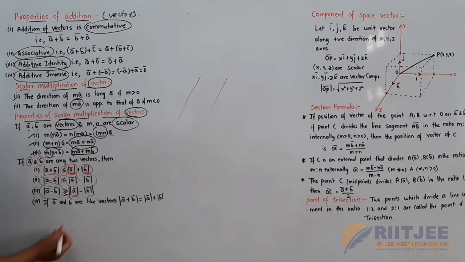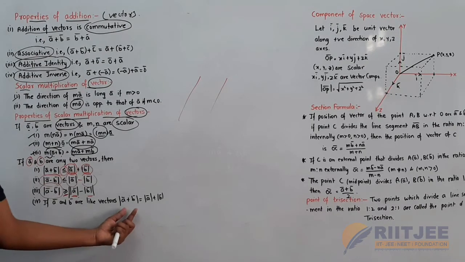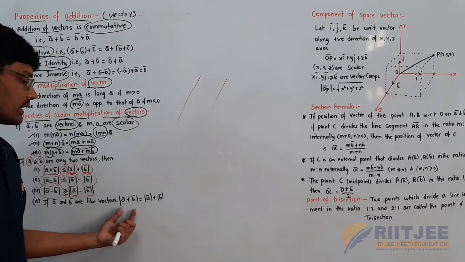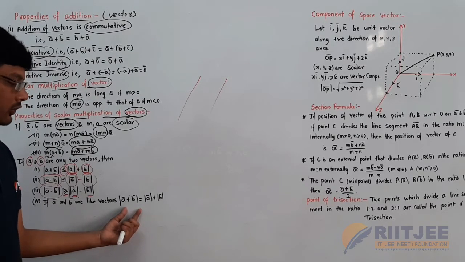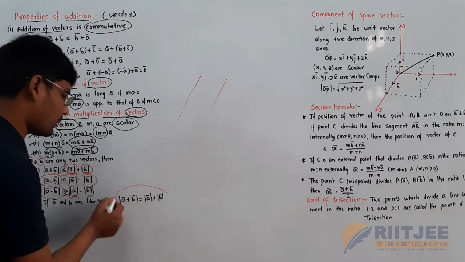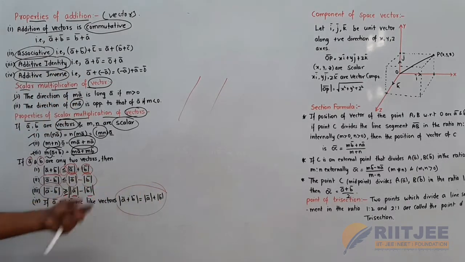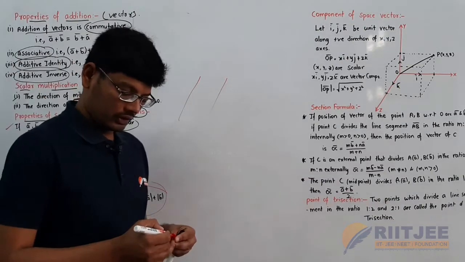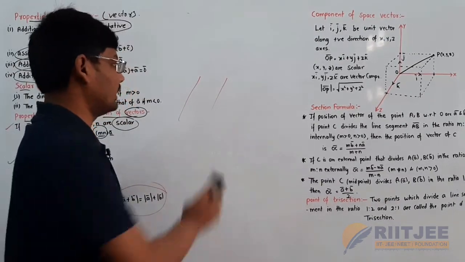If a bar and b bar are like vectors, then the modulus of the sum of two vectors is equal to the sum of the individual moduli here. These are the properties on two vectors of scalar multiplication here. Now the next topic is the most important topic.